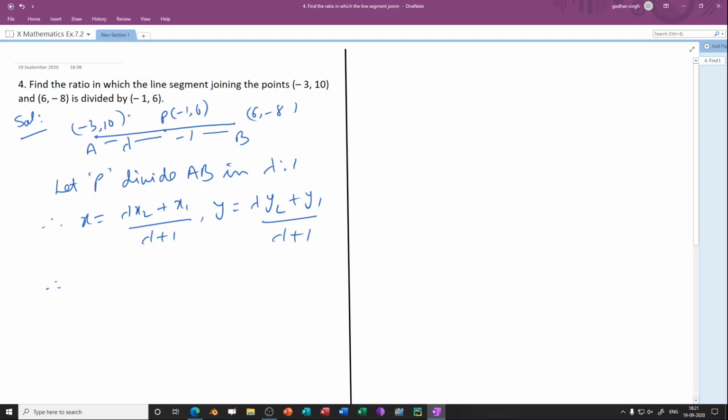Therefore, what is our x? X is the x coordinate of point P. So -1 equal to lambda as it is, because we do not know what lambda is. x2 is the x coordinate of point B, so into 6. So this we can write as lambda into 6 plus x1. What is x1? The x coordinate of point A, that is -3, over lambda plus 1.